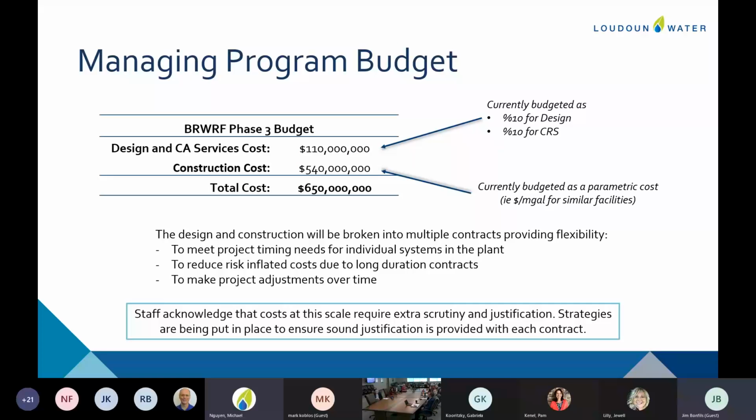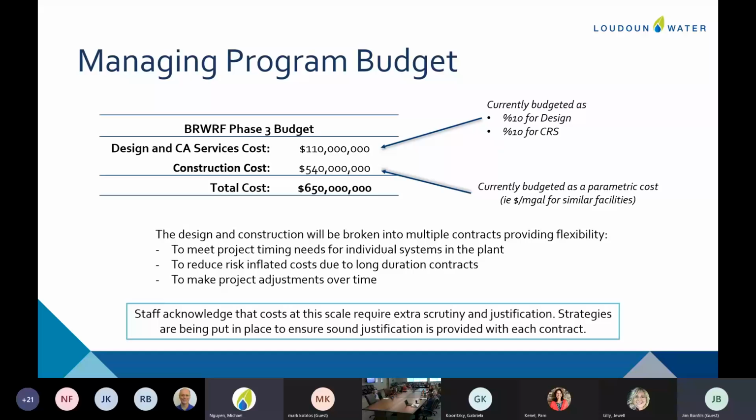These are not negotiated engineering fees or CRS fees. These also aren't detailed construction estimates. They're budgetary numbers. So for our engineering budget, we've just included 10% of construction for design, 10% CRS. Our capital estimates are really what we call parametric. We're looking at similar facilities and saying it costs so much per MGD to build them, and scaling together.